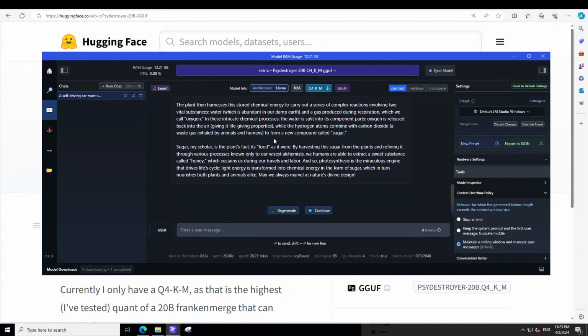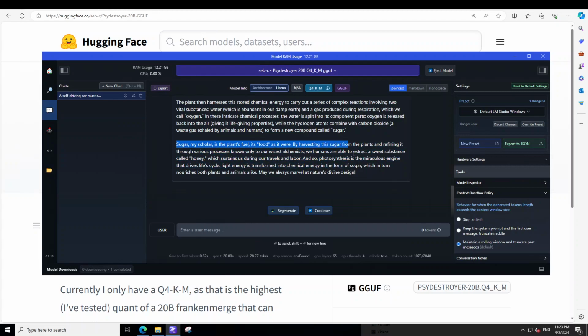And then it is introducing the sugar. Then look at this: "The sugar, my scholar, is the plant's fuel." So it is really talking in a very, very sort of intimate way, which is quite interesting. And then look at the last sentence: "May you always marvel at nature's divine design." Amazing stuff. Okay, let's ask it another question.